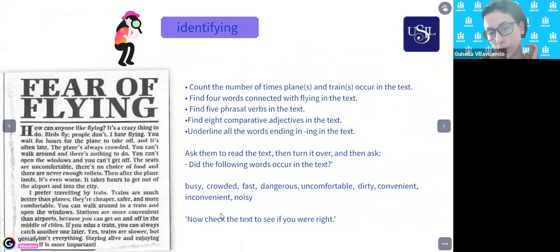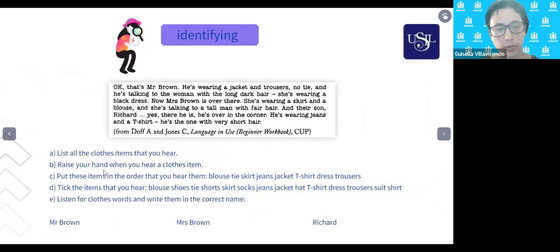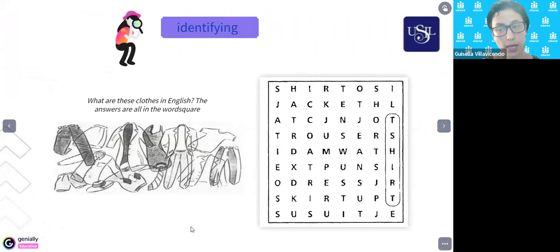Identify is, for example, when students have a text or some words, and they just count the numbers, find the words, find five phrasal verbs, find a comparative, underline. These are the typical activities of identifying, which is a lower thinking skill. Also, we have this kind of activity for identifying: list all the clothes. Raise your hand when you hear. Put these in the correct order. Tick the items you hear. So we have identifying for texts like this, or maybe a listening activity, or maybe a game like this.